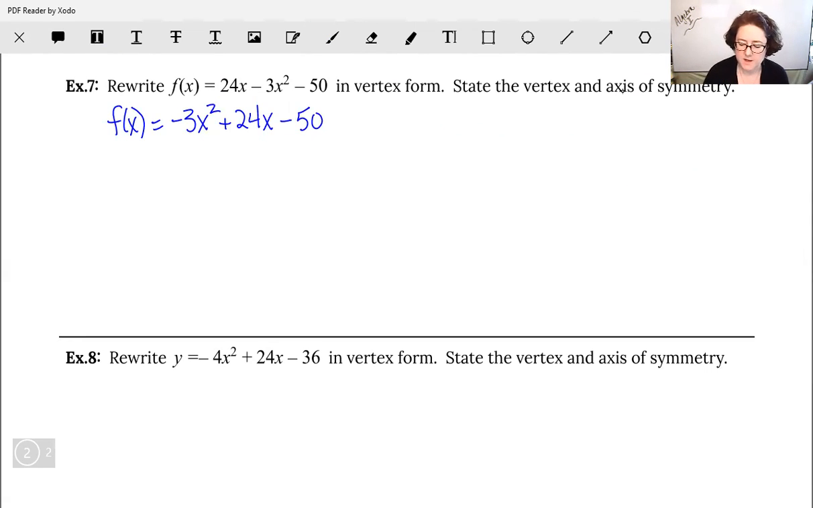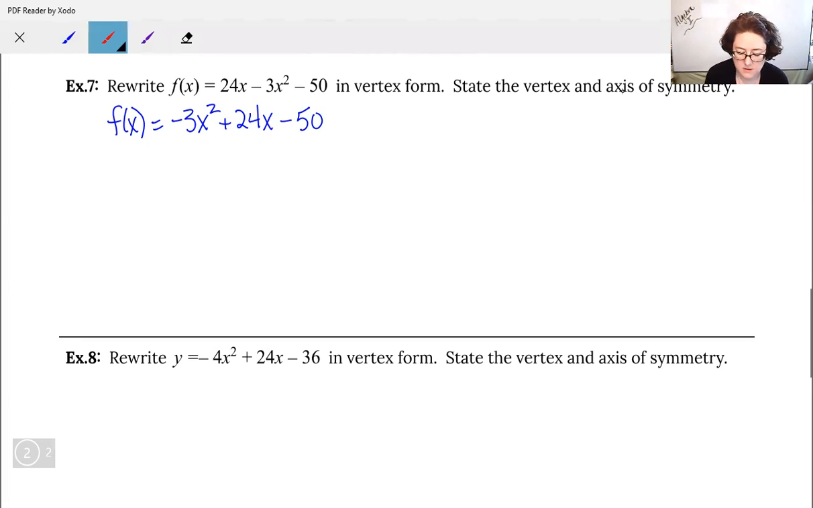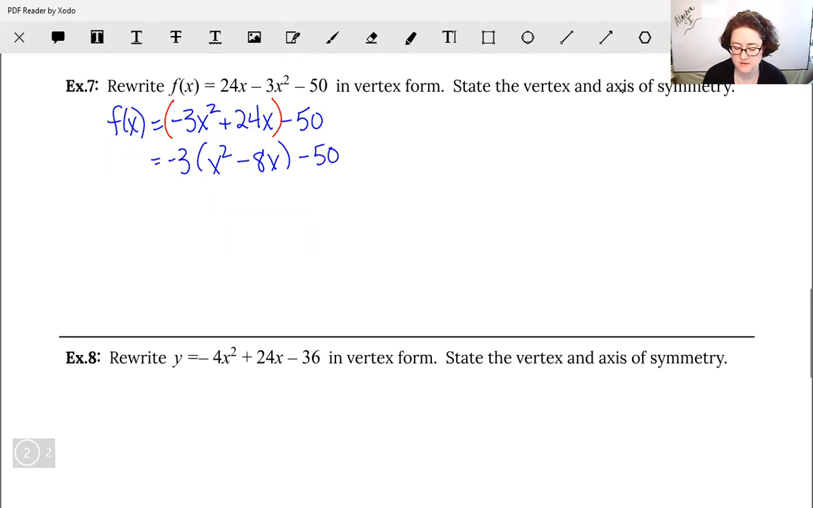Okay, here we go. We need to look at our b/2 squared. But we can't do that yet. What do we have to do first? We need to see if we can factor out an a value. And so on this, if we do that in that first grouping, we'll have a -3 that we can actually factor out. If I take that out, that gives me an x squared. Don't forget your signs. Dividing out that -3 will give me a -8x. And then we have the -50.